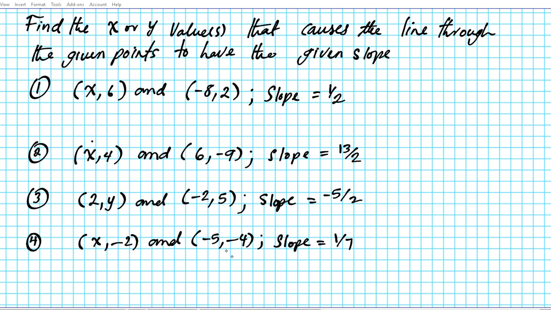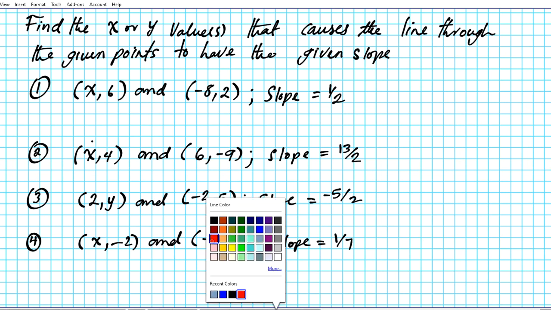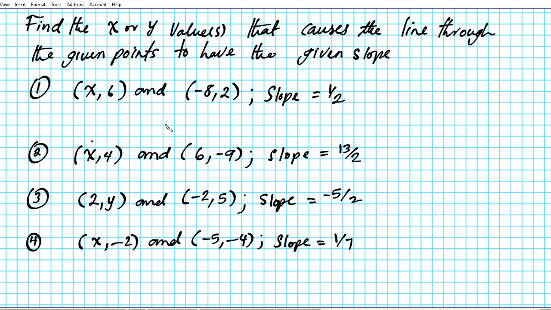Alright, so hopefully you've had the chance to try out these problems. Let's go ahead and take a look at what the answers are. Question number 1, x equals 0. Number 2, x is 8. Number 3, y is negative 5. And number 4, x is 9.